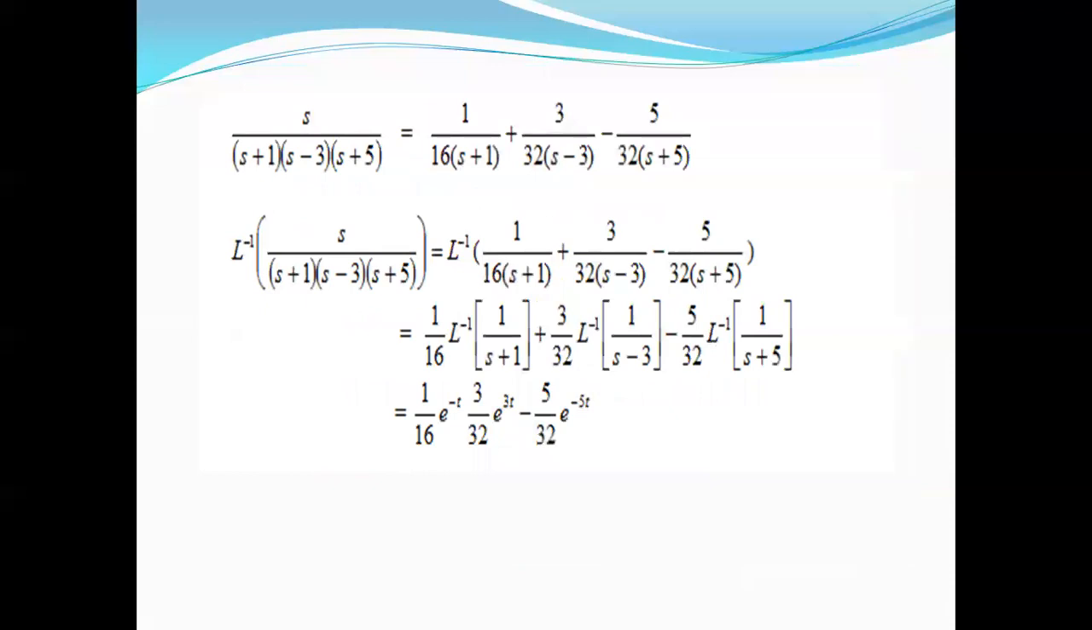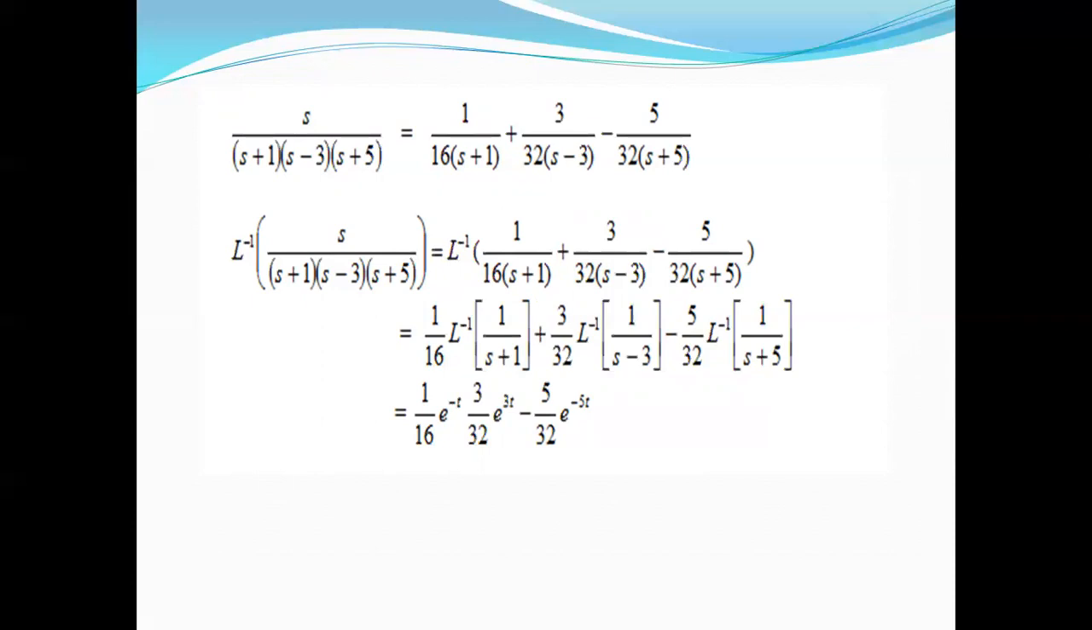Therefore, s divided by (s plus 1)(s minus 3)(s plus 5) is equal to 1 divided by 16 into (s plus 1), plus 3 divided by 32 into (s minus 3), minus 5 divided by 32 into (s plus 5).